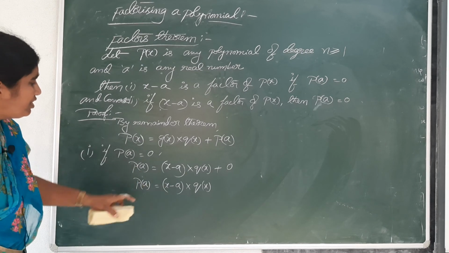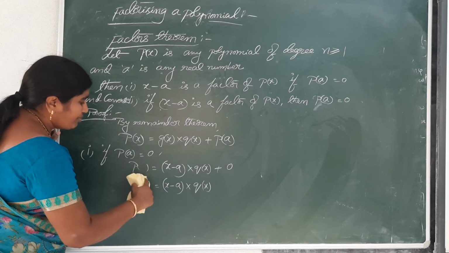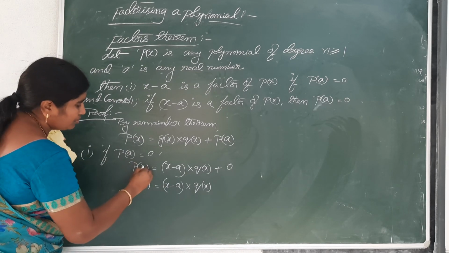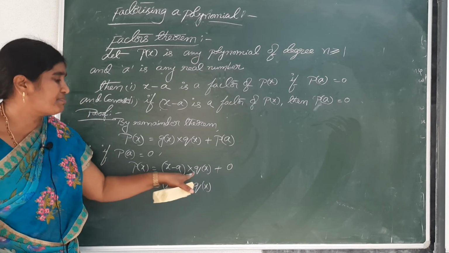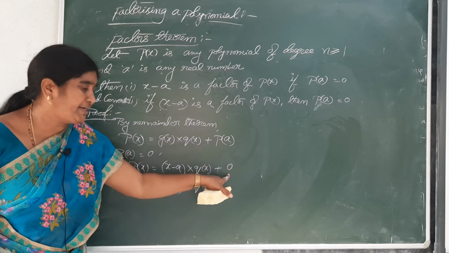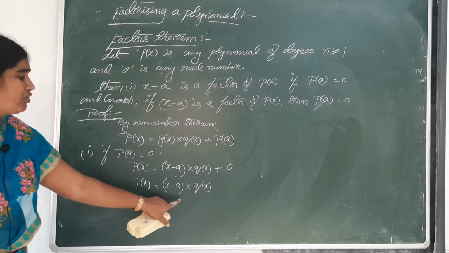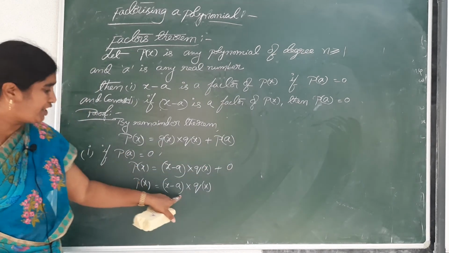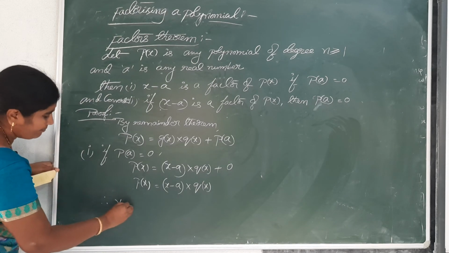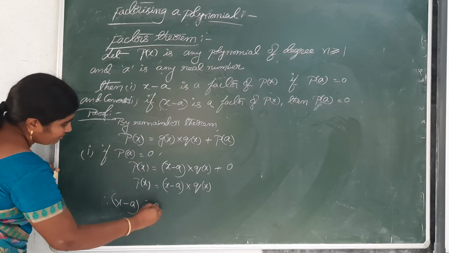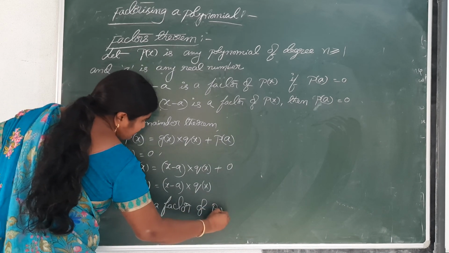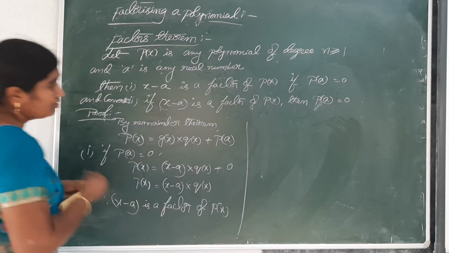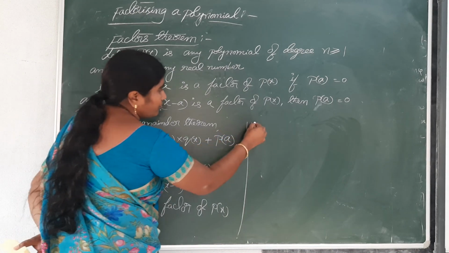If p of a equal to 0, then p of x equal to x minus a into q of x, and the remainder is 0. Therefore, x minus a is a factor of p of x. Okay, second one proof.